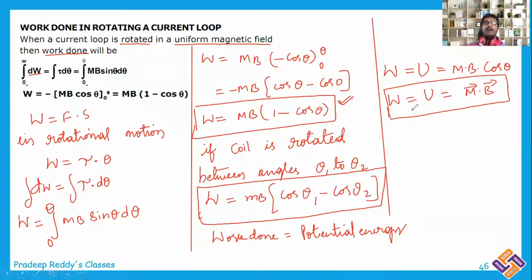So remember that the work done while rotating a coil in an external magnetic field will provide some energy, and that energy is the dot product of the magnetic moment and the magnetic field. We know that the magnetic moment m is equal to NIA. This is one more equation you need to keep in your mind. This is the work done in rotating a current carrying loop.